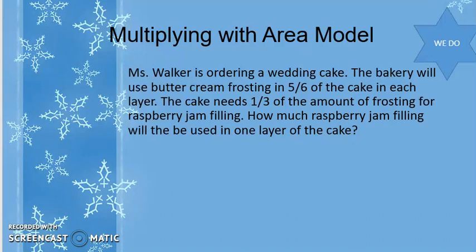So we know that we are going to have this buttercream frosting in 5/6 of each layer of this cake. Each layer. The cake needs 1/3 of the amount of frosting for the raspberry jam filling. And we want to know how much jam filling will be used in one layer of this cake.